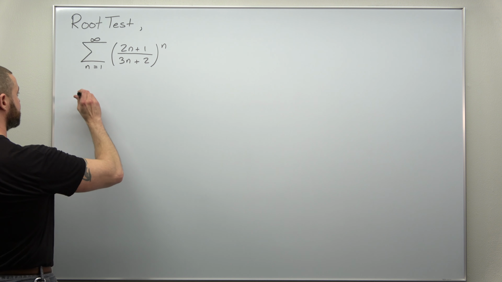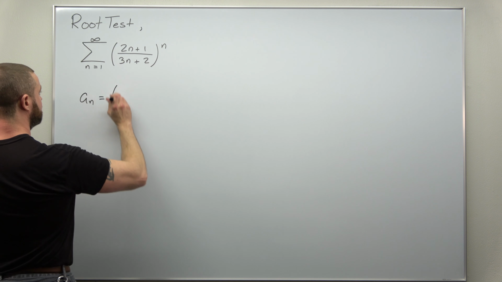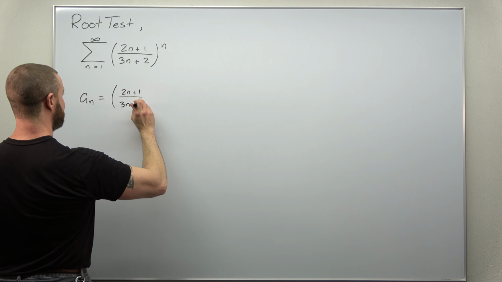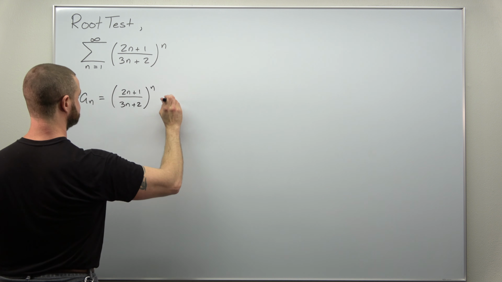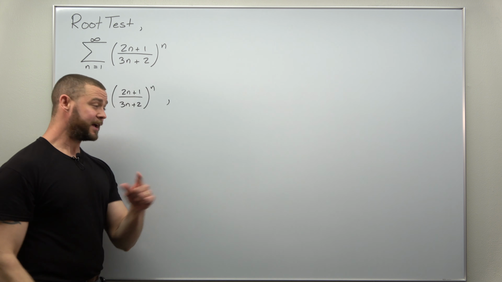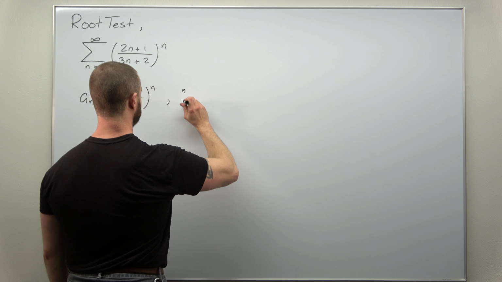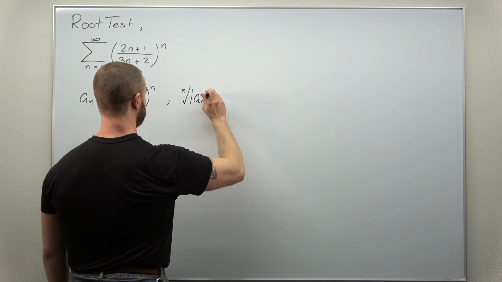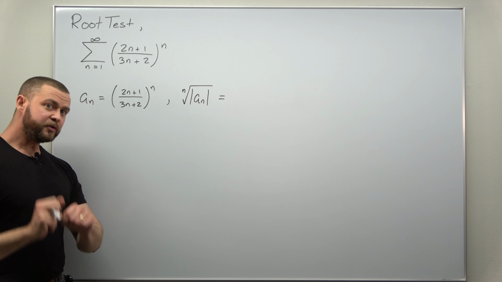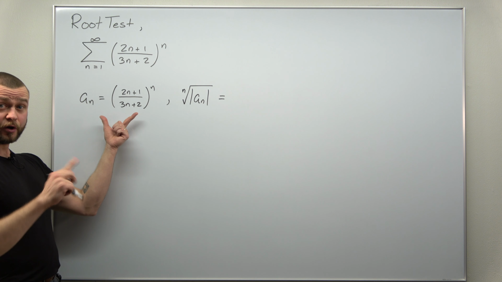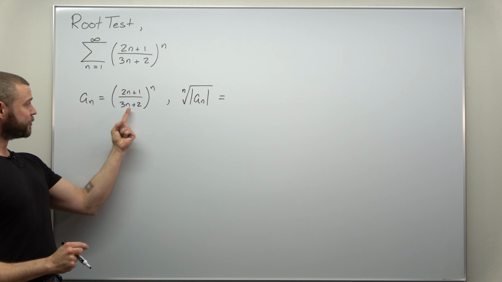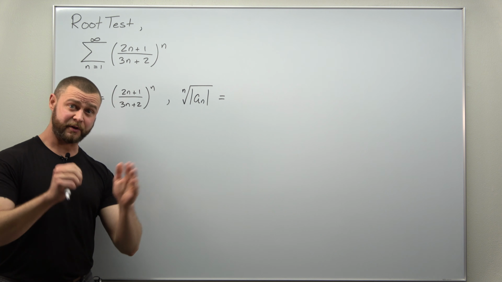So let's identify our term a sub n, which is (2n plus 1) divided by (3n plus 2), all to the nth power. And for the root test, we're going to calculate and simplify the nth root of the absolute value of a sub n. Now, the absolute value doesn't matter here because n goes from 1 to infinity, and the quantities inside, 2n plus 1 and 3n plus 2, are going to be positive for those values of n.